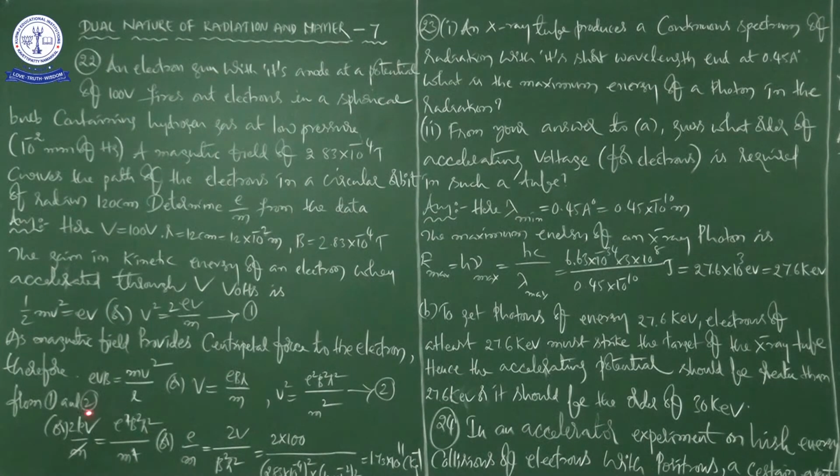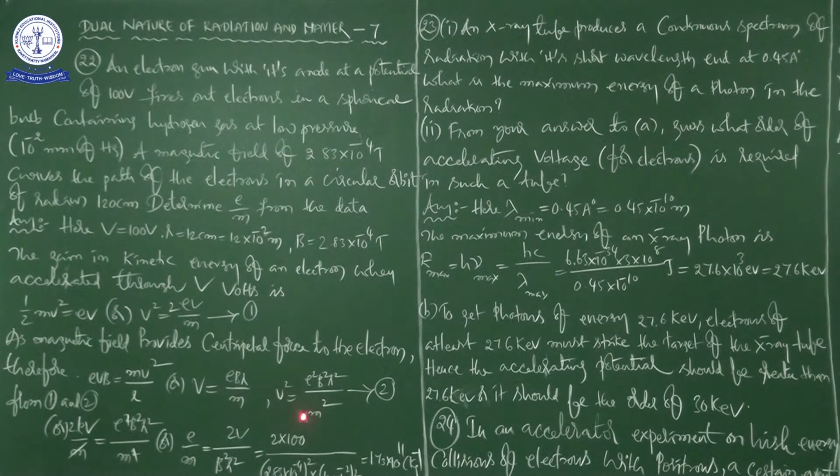Now, as the magnetic field provides centripetal force to the electron, we can write evB is equal to mv square by r. This is also speed, so that you can get cancelled, and finally here you will get v is equal to eBr by m. From this only we are getting this r, or v is equal to eBr by m. We are squaring on both the sides.